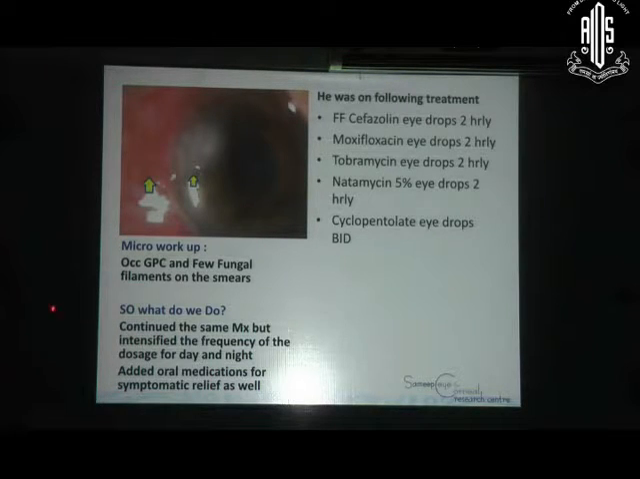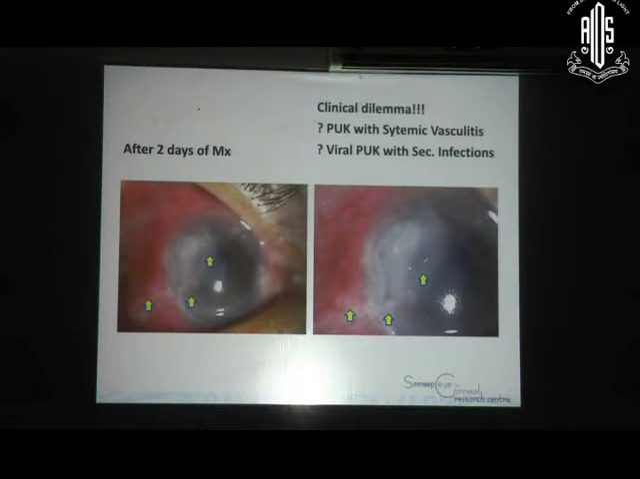So we went ahead with microbiological workup, and we found the presence of GPC, gram-positive cocci, and few fungal filaments on the smears. Obviously this patient was already on antimicrobials like antibacterials as well as antifungals. So what did we do? We continued the same management but intensified the frequency, and also added oral medications for symptomatic relief as well. But to our surprise, on the second day of the management, rather than the patient improving, we saw that the lesion had increased despite the management.